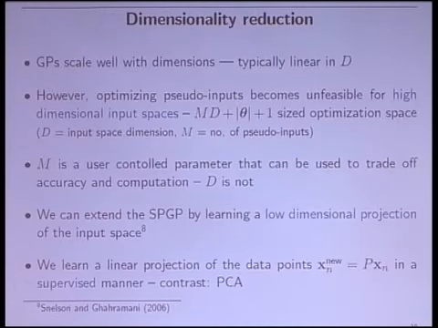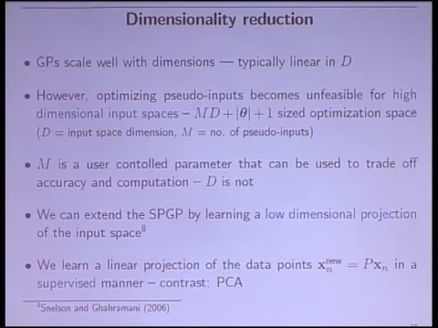Okay, I'll quickly talk about higher dimensional data sets. So actually, GPs scale well with the number of dimensions in the sense that for a typical covariance function, it's just linear. However, with the FITSI kind of approach, where you're actually searching for the positions of these pseudo inputs, it becomes a problem because we're searching in a high dimensional space, and that becomes unfeasible when you have a very large number of dimensions and a large number of pseudo inputs.